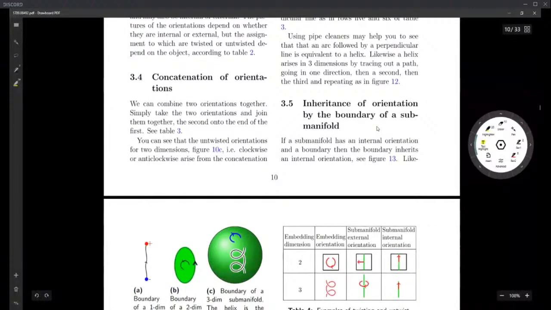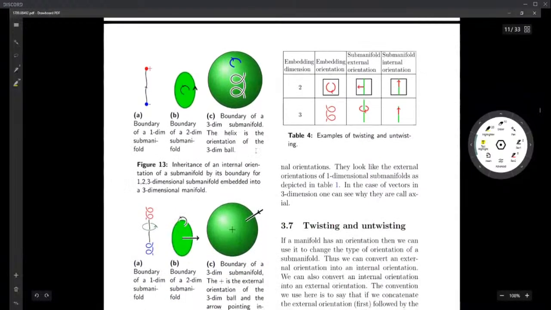So if a submanifold has an internal orientation and a boundary, let's just say, I'm not quite sure what example to give, a circle, for instance, within a sphere, or a sphere within a sphere. A sphere doesn't exactly have a boundary, so it's not a good example. But you can imagine, let's just say, a circle right there. If it has a boundary, then the boundary also inherits the internal orientation.